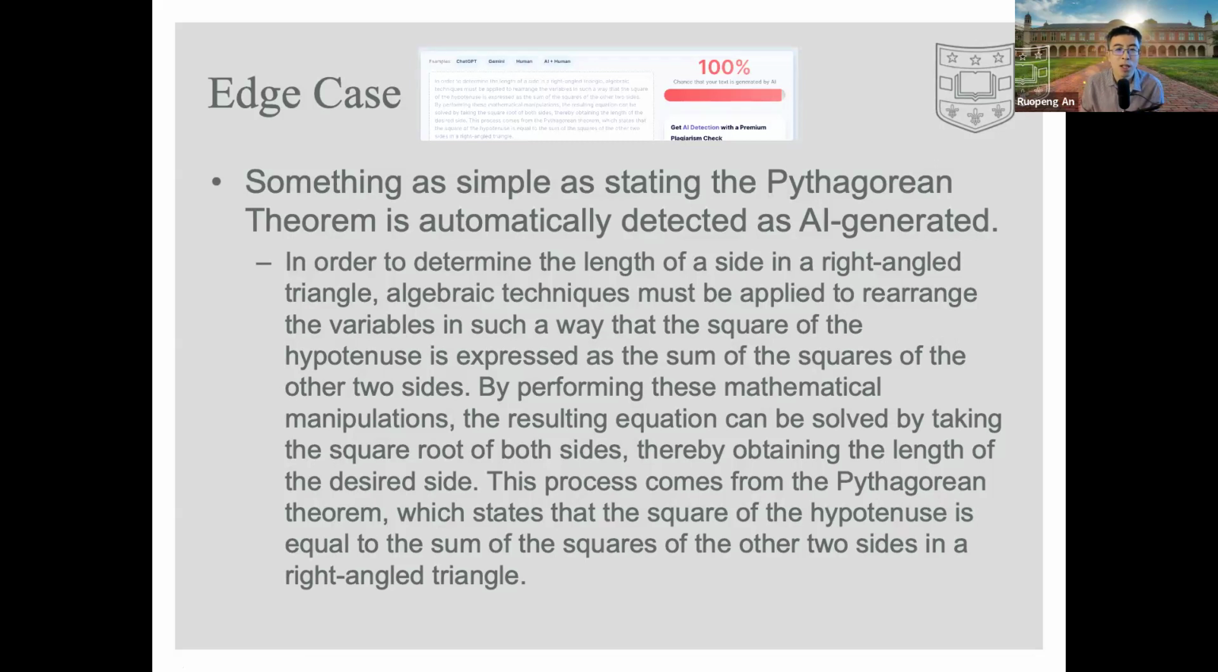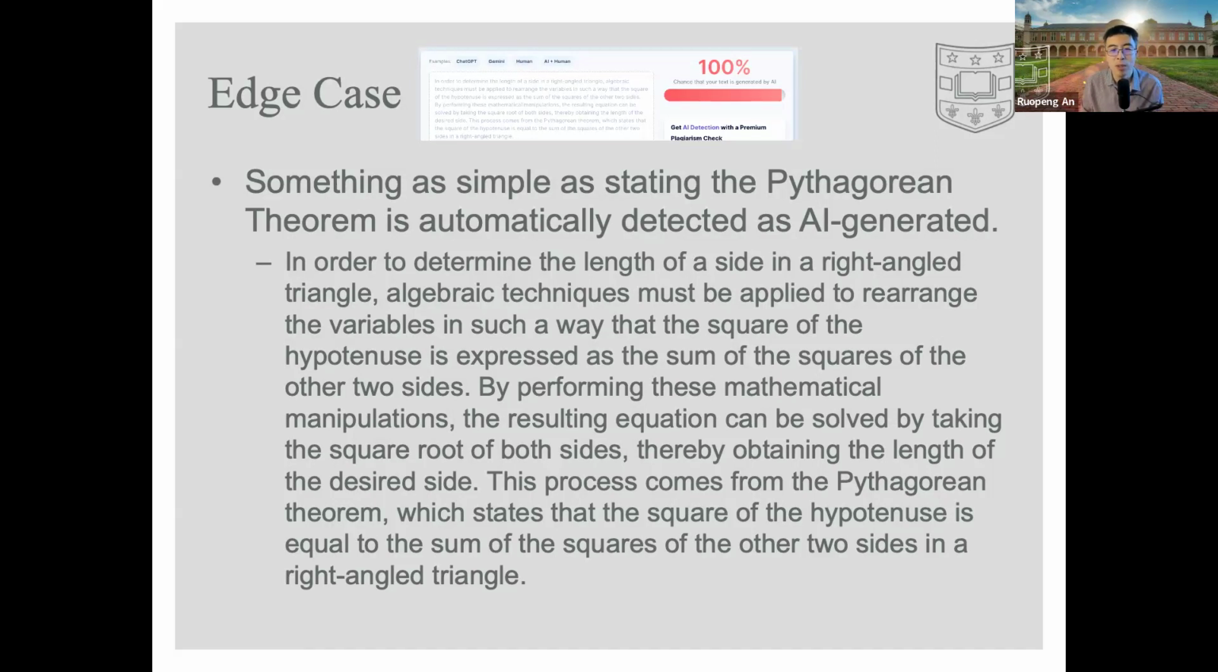For example, here, a mathematical description about the Pythagorean theorem can be mistakenly detected as AI written, because it's very uniform, right?